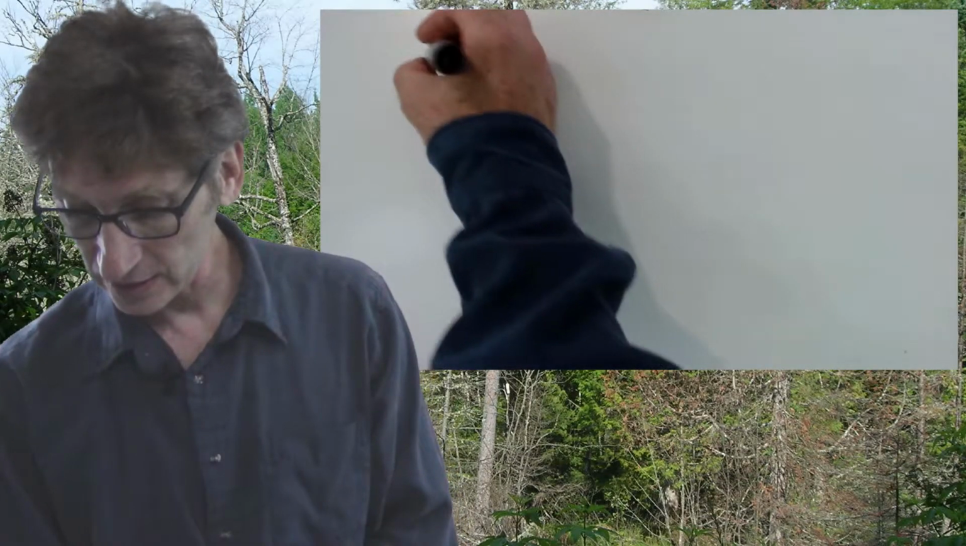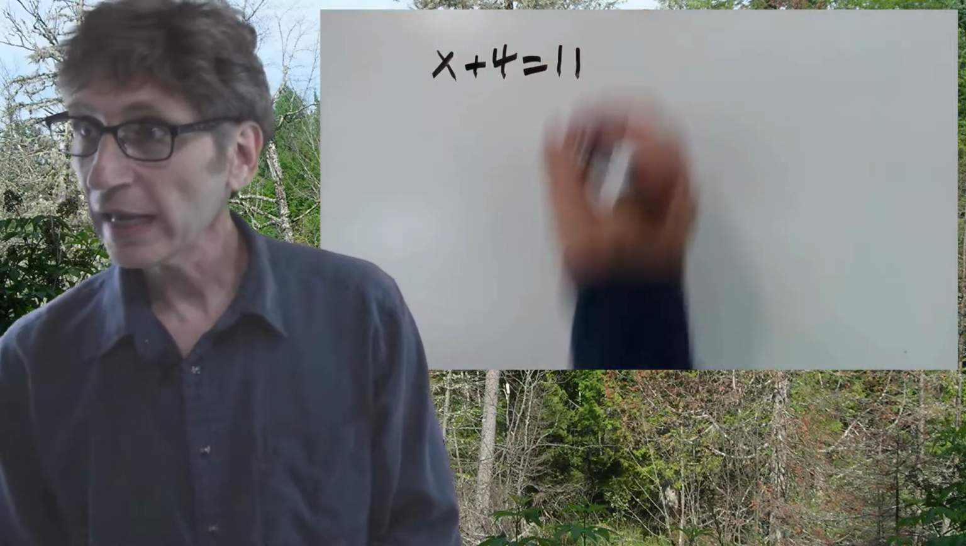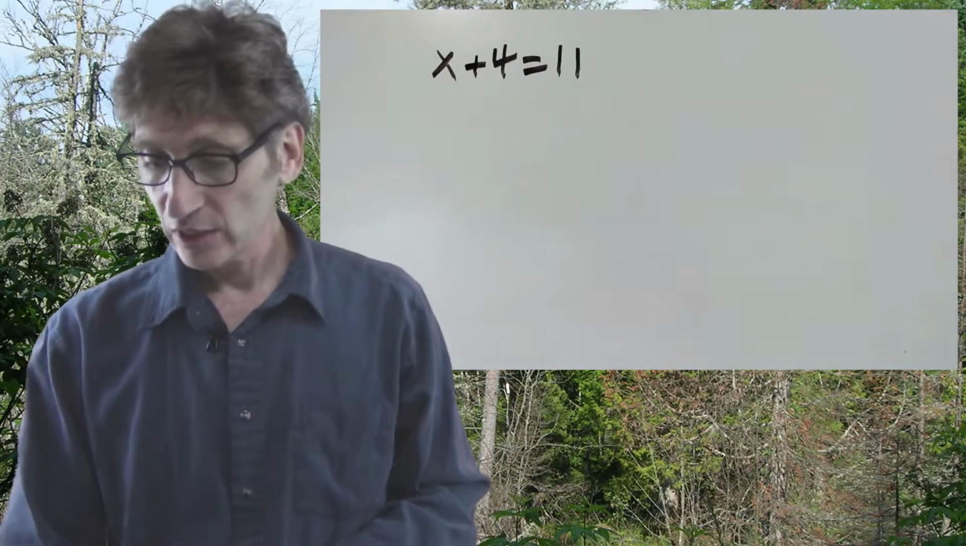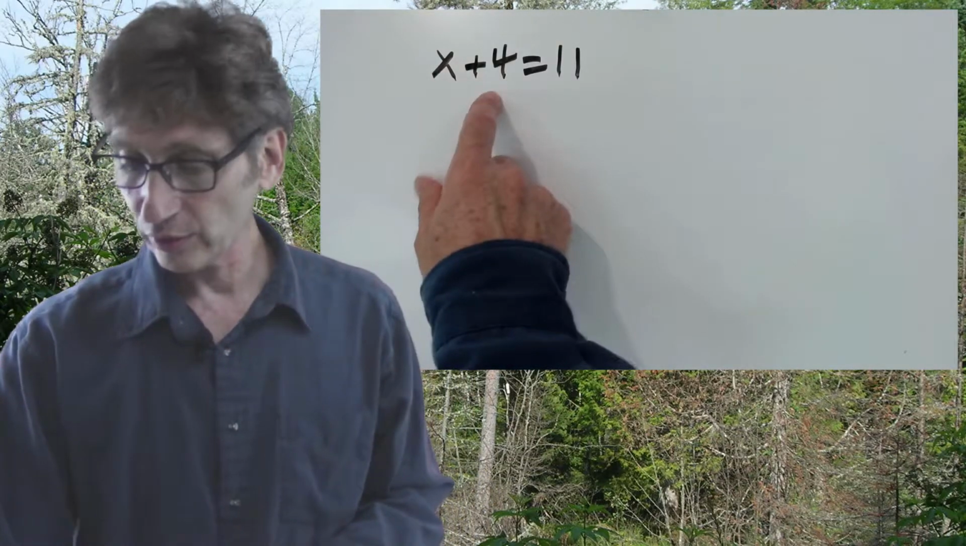So much of math comes down to just solving an equation. So we might have an equation that looks like this: x plus 4 equals 11. To solve an equation means find out what the value of that variable is. So this variable x is some unknown number. If we add 4 to it, we get 11.